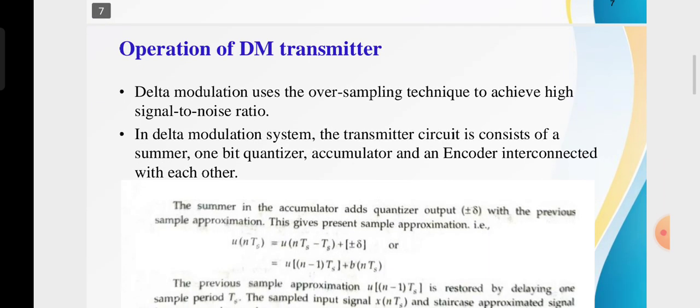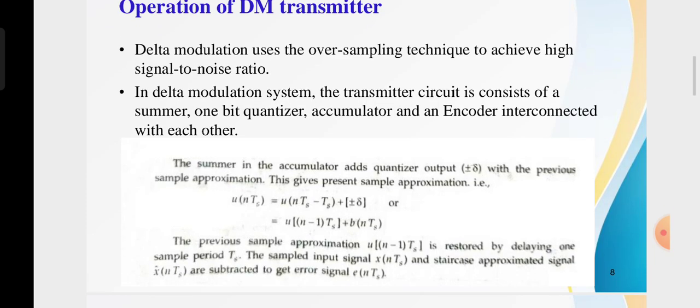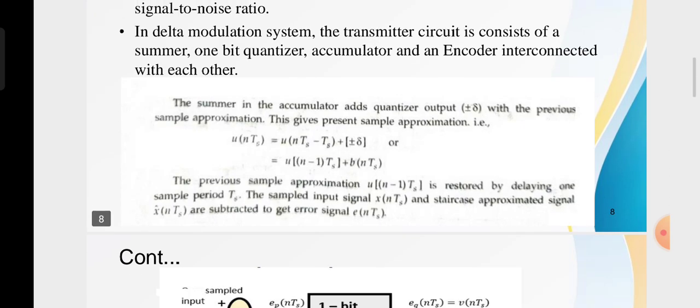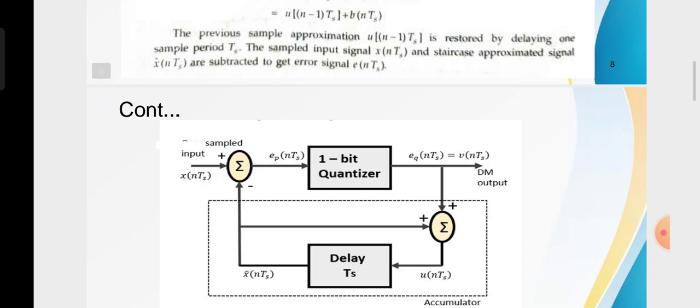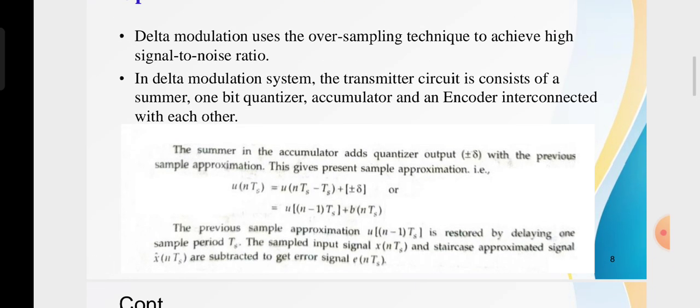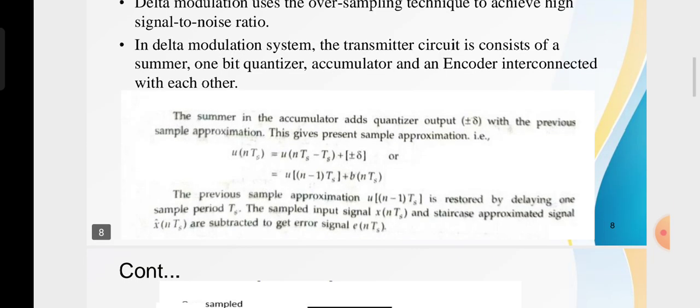So now we are going to discuss the operation of the delta modulation transmitter. Delta modulation uses the oversampling technique to achieve a high signal to noise ratio. In a delta modulation system, the transmitter circuit consists of a summer, a 1-bit quantizer and a delay unit, an accumulator and an encoder. These are interconnected with each other.